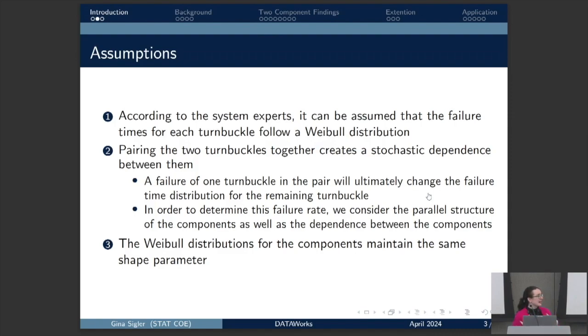And then finally, I made another assumption here at the bottom. Again, this is to make the math work, and the SMEs agreed with me that we're going to have the same shape parameter for the Weibull distribution. So while the hazard function, the rate at which something is failing, is going to change over time, we're not changing anything else about the distribution of the components.